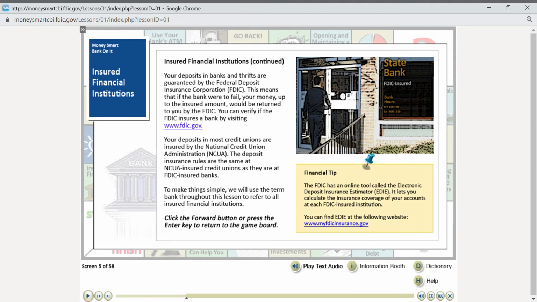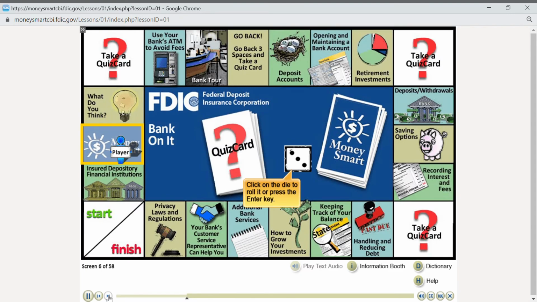Financial tip. The FDIC has an online tool called the Electronic Deposit Insurance Estimator, EDIE. It lets you calculate the insurance coverage of your accounts at each FDIC-insured institution. You can find EDIE at the following website, www.myfdicinsurance.gov. Click on the die to roll it, or press the Enter key.